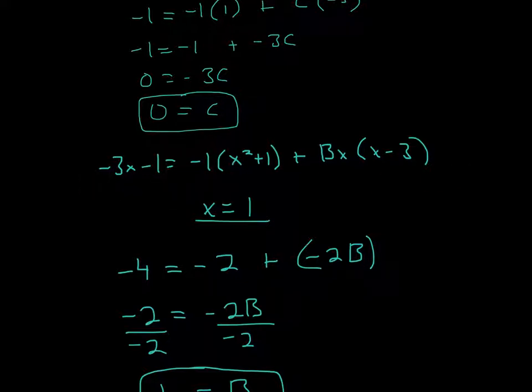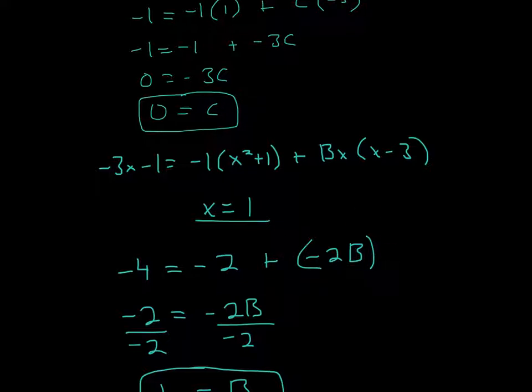Once again, I choose a number that will make something go to 0, so I'm going to choose x equals 1. So what does that do? Well, I plug in 1 right here, negative 3, minus 1 is negative 4. If I plug in 1 right here, 1 squared is just 1, 1 plus 1 is 2, 2 times negative 1 is negative 2. Over here, 1, right, so b, and then 1 minus 3 is negative 2, so negative 2 times just b is negative 2b.